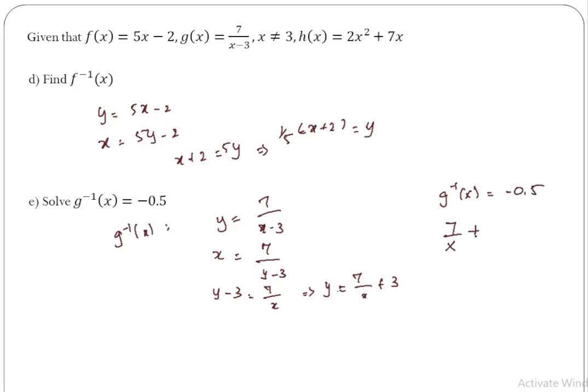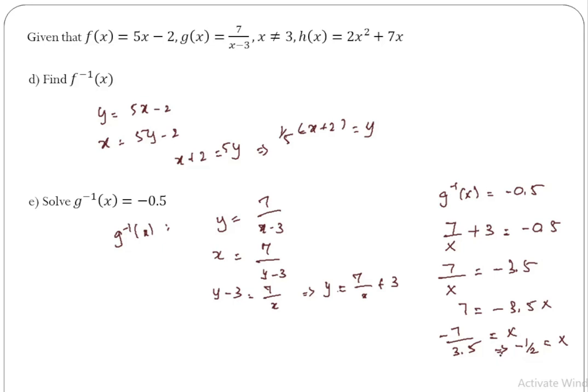Okay. 7 by x plus 3 equal to 0.5. Then we have to subtract 3 on both sides. We get minus 3.5 at the right side. And 7 is equal to minus 3.5 times x, and then 7 by 3.5 equal to x. We got 7 by 2, 7 7 cancel each other, x is equal to minus 2.